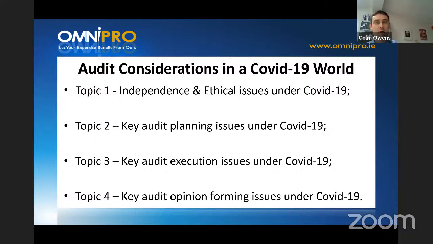Really, what I'm going to do is cover off the key things that are coming up. COVID-19 has thrown up unusual independence and ethical issues that probably were there, but have now really surfaced. We can spend hours on all these things. I know it's a bit of a nerd thing, but there are key planning issues. I'm not going to go through every single one of them, but they're there. Then execution issues, that's where we are.